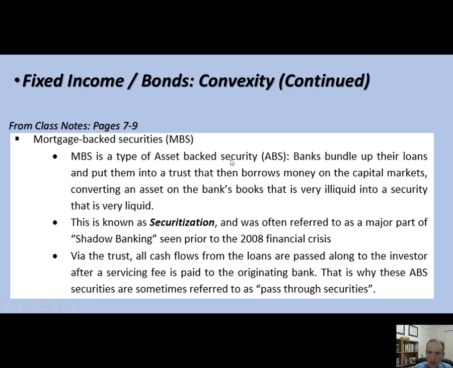Auto loan securities can be asset-backed securities. Credit card loans can be asset-backed securities. So essentially, a bank is taking assets off of its books and putting them into the capital markets and taking something that's very illiquid and making it liquid. If you want to talk about what happened in 2008 and why it was such a disaster, it really was this asset-backed security world, especially mortgage-backed securities.